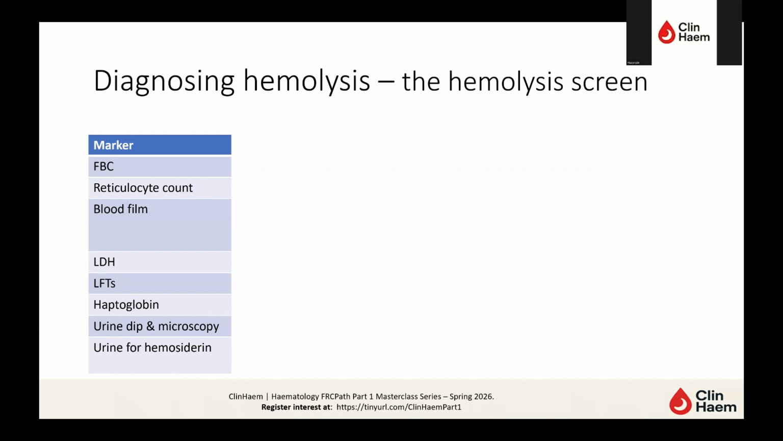LDH: red cells are bags of this enzyme, and whenever red cells break down, they will release LDH. So it's quite a sensitive marker for hemolysis. LFTs will, of course, show raised indirect or unconjugated bilirubin, because bilirubin is a byproduct of hemoglobin breakdown.